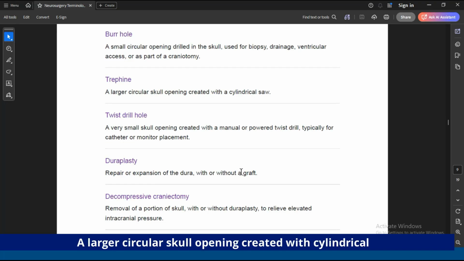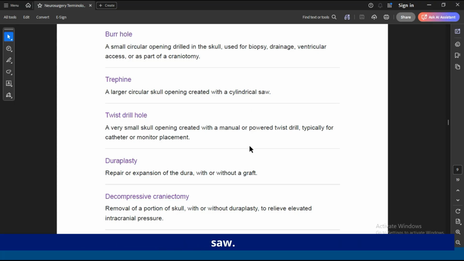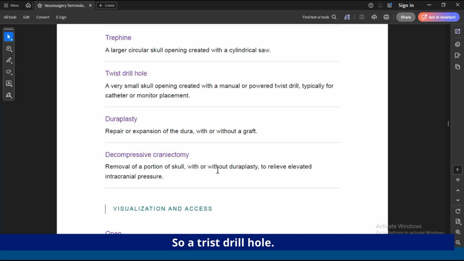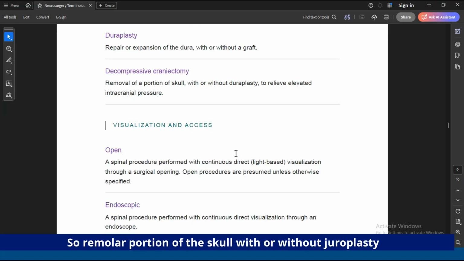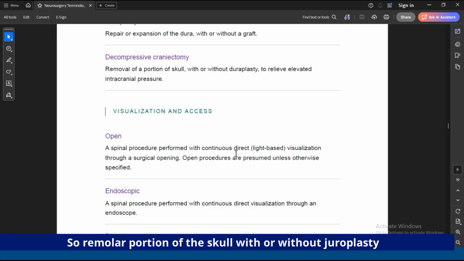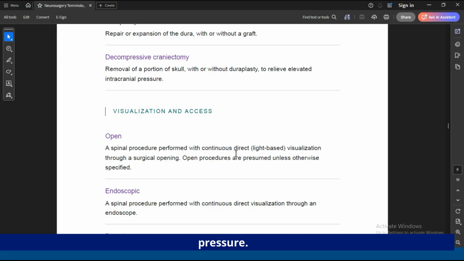Next, trephine, a larger circular skull opening created with a cylindrical saw. So basically this is the device to create the circular skull opening. Twist drill hole, a very small skull opening created with a manual or powered twist drill, typically for catheter or monitor placement. Duroplasty, repair or expansion of the dura with or without graft. Decompressive craniectomy, removal of a portion of the skull with or without duroplasty to relieve elevated intracranial pressure.